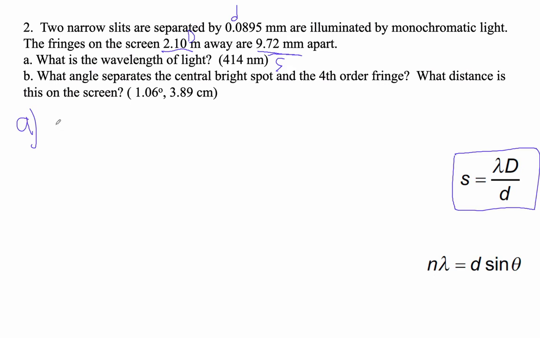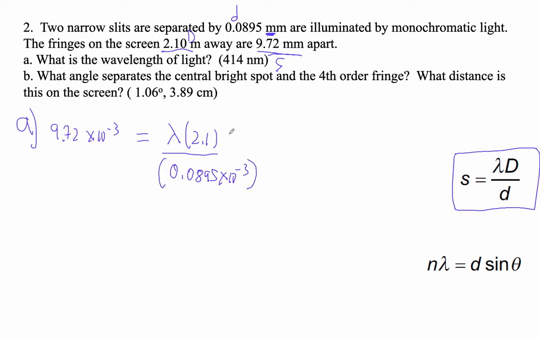So 9.72, it's millimeters, so it's times 10 to the minus third, is equal to the wavelength that we don't know times the distance to the screen, which is 2.1, all divided by this guy, 0.0895, and that's millimeters, right? So it's times 10 to the minus 3. Now we're set. I'm going to take this, multiply by this, divide by that.